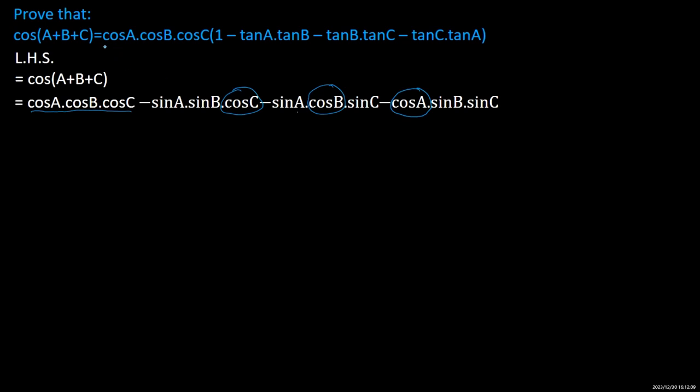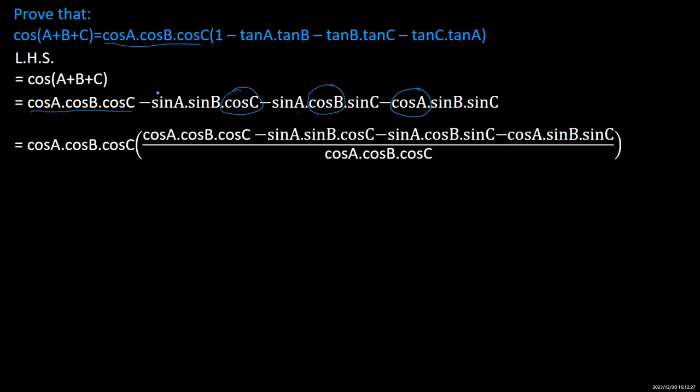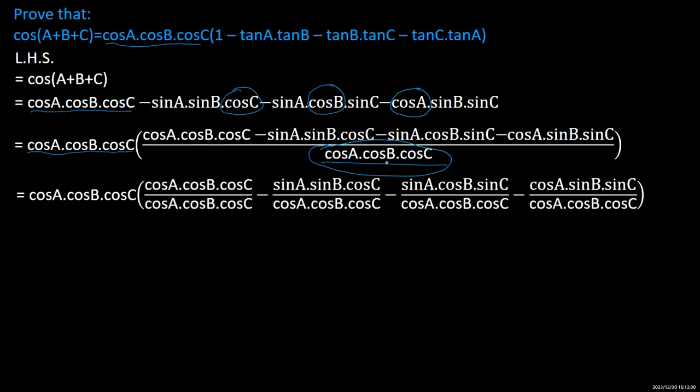After this, on the right hand side, we need cos A cos B cos C, and in the bracket there is 1 minus tan A tan B minus tan B tan C minus tan C tan A. For this, we will multiply and divide by cos A cos B cos C. Just multiply also, divide also by the same thing. After this, we can write this cos A cos B cos C with each term of the numerator separately.